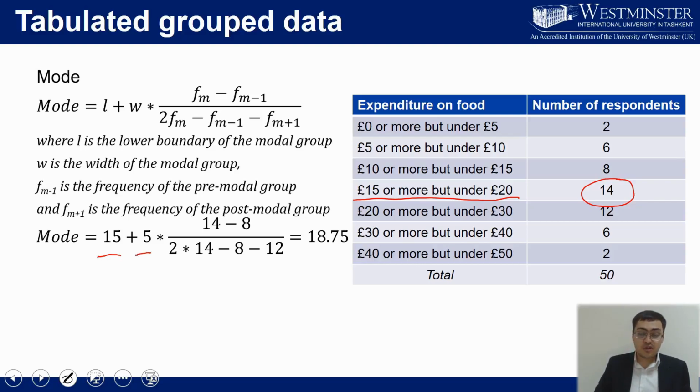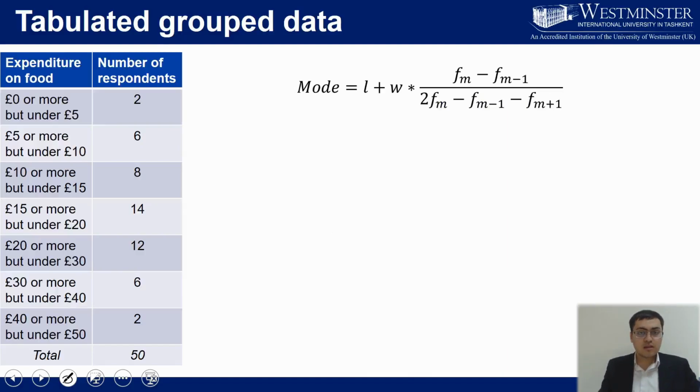And then what I'm trying to do is take the proportion between the frequency of my pre-modal group and my modal group, divided by the distance between my pre-modal group and my modal group and my modal group and my post-modal group. I'm just trying to take the proportion of these two numbers. So let's look at it visually and see what's going on.